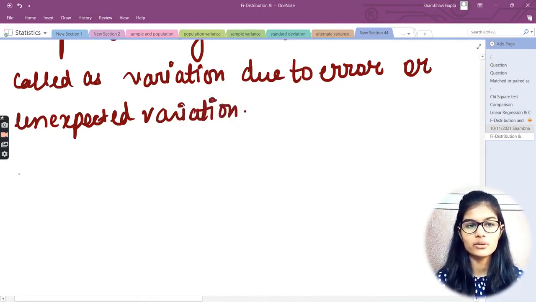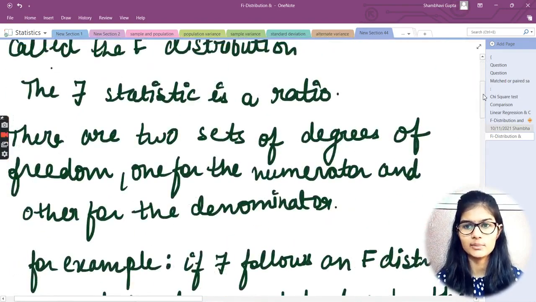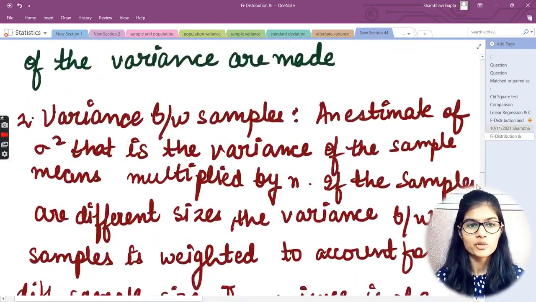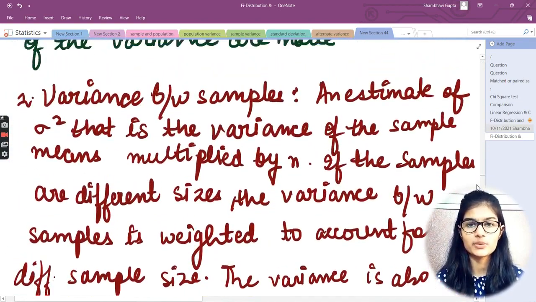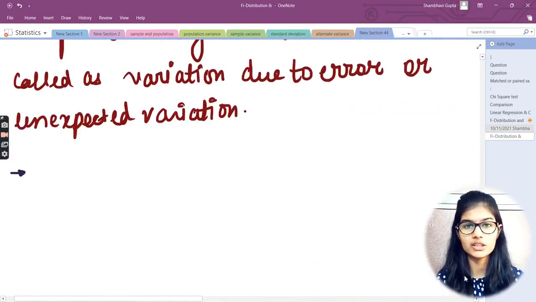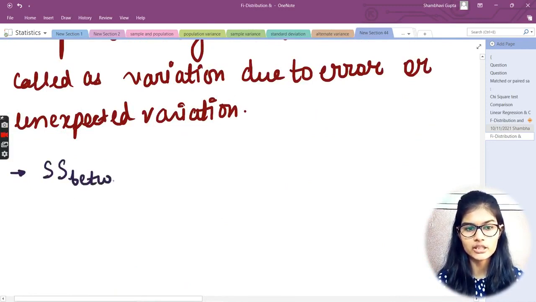So now I have some notations here as well. What we had studied here was variance between the samples, and one was variance within the samples. Whenever we write this out, we write it in the form SS, and in the denominator we write between. So here it is SS and the denominator is between, right?